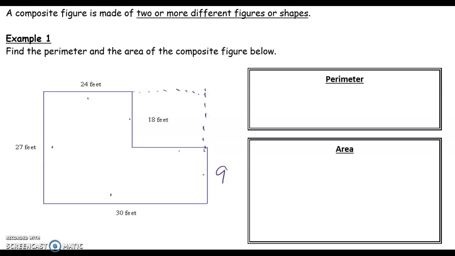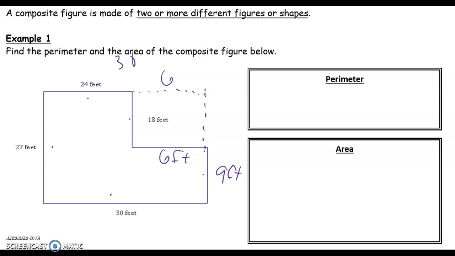Since our bottom side is 30, that means this total side here is also 30, right? So we have 24, and how much to get 30? That would be 6. So this one would be 6. That means this is also 6. So our missing sides are 6 feet and 9 feet. And we're just using properties of rectangles.